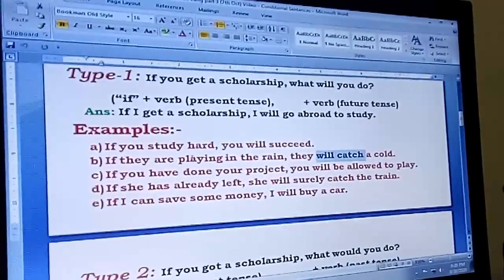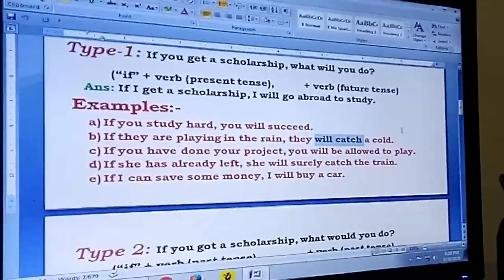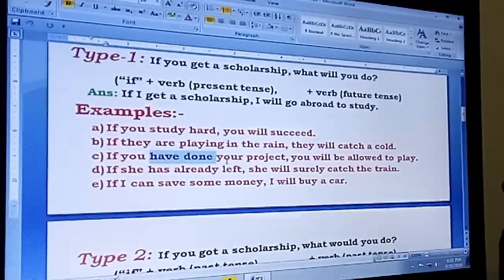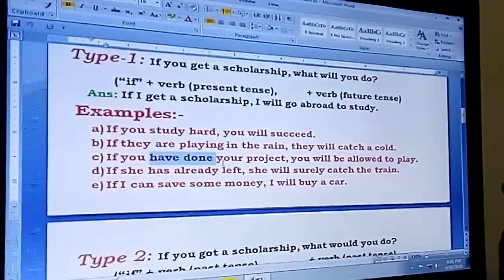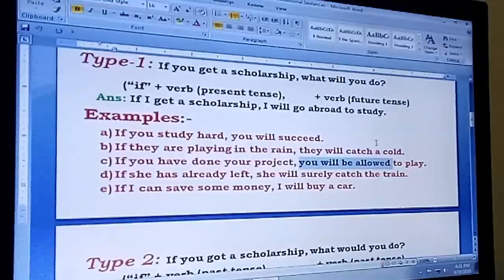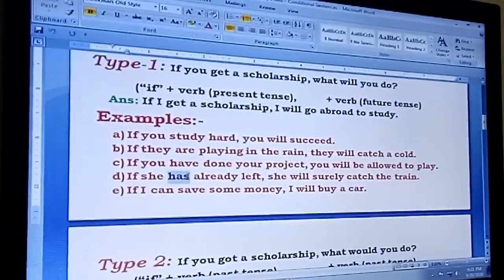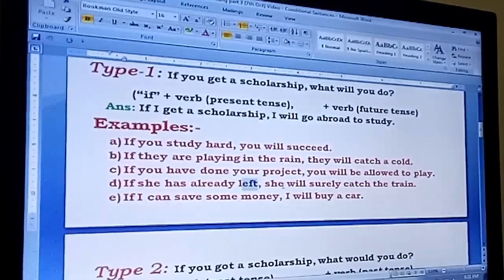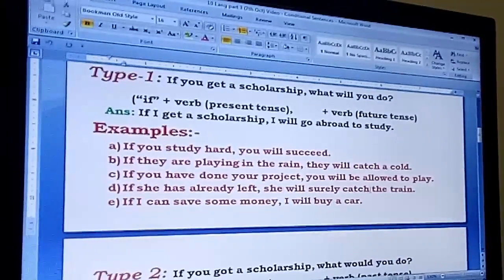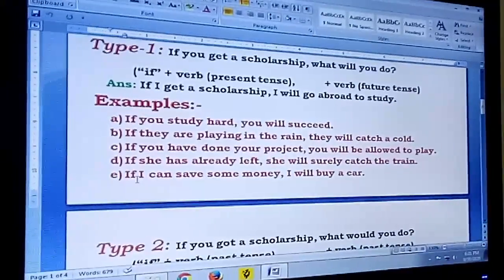You don't need to answer in the continuous because it is the continuous tense in the if part. They will be catching a cold is also possible, but simply they will catch a cold is also an answer. If you have done your project, have done, this is the present perfect. If you have done your project, you will be allowed to play. Please see the pattern. These are all in the present tense. Now, if she has already left, then the answer is she will surely catch the train. This side is present tense, this side is future tense. This is the type 1 sentence, and these are all examples in the present tense.